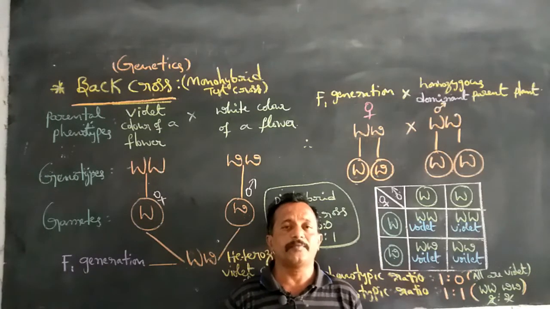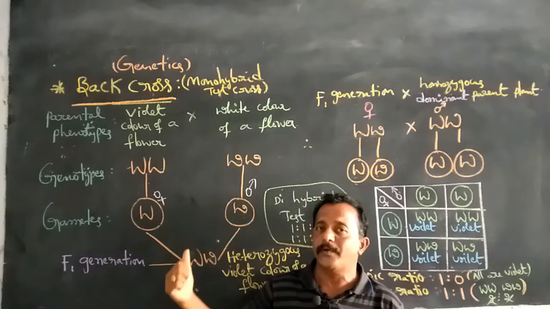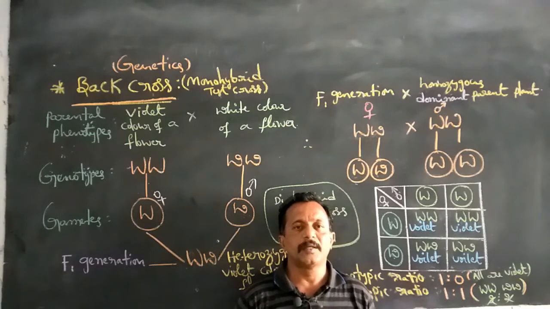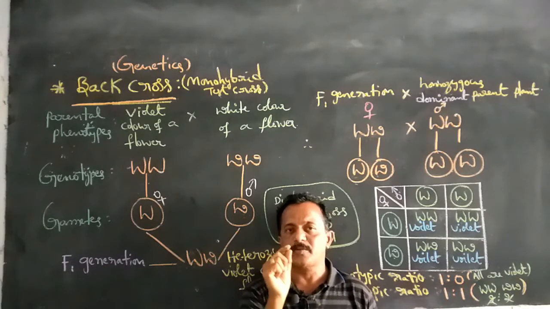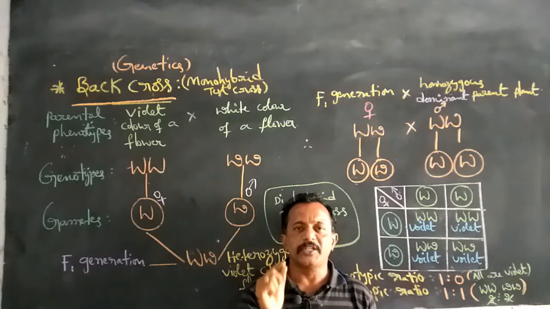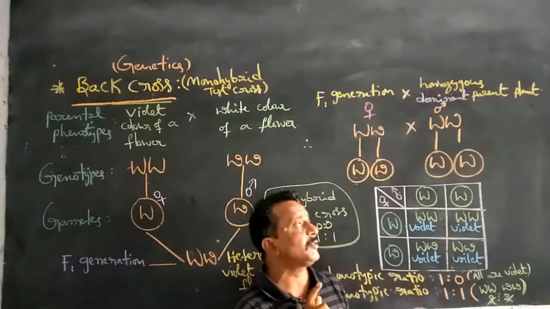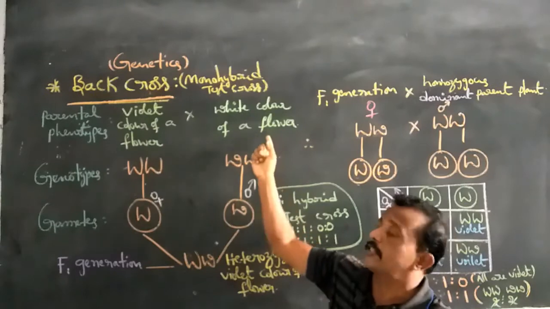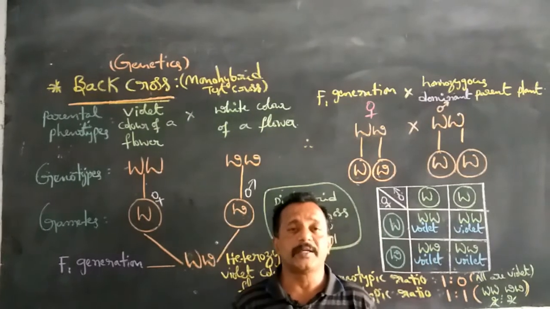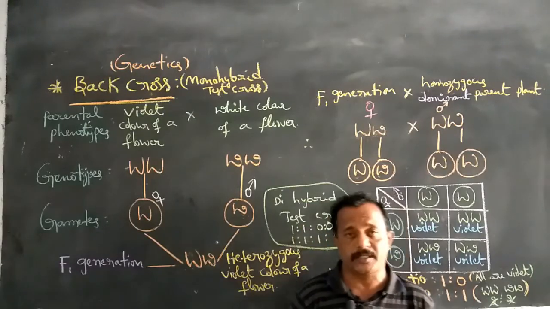Test cross is already known; it is one kind of back cross, but the definition is different. Test cross means the F1 generation or heterozygous plants crossed with the homozygous recessive parent plant, that is called test cross.